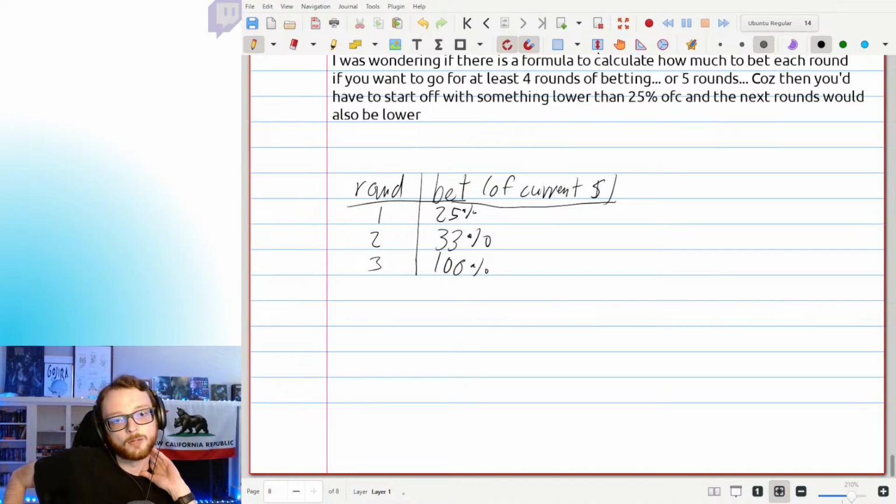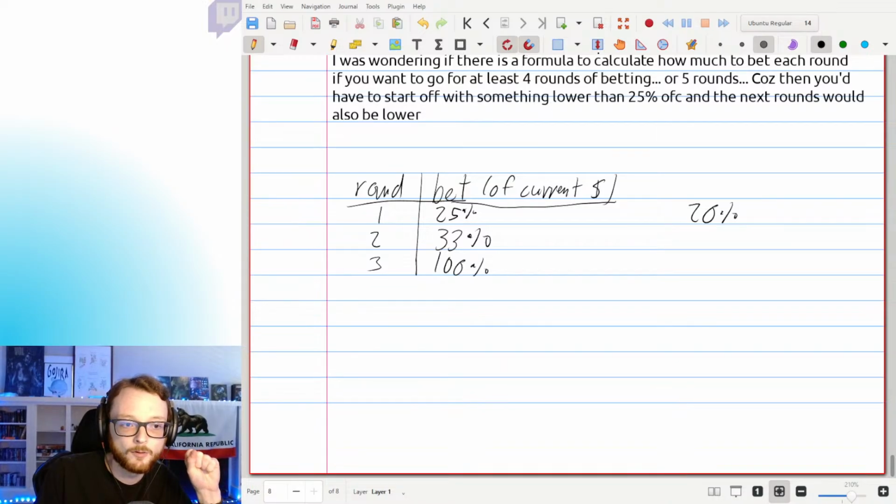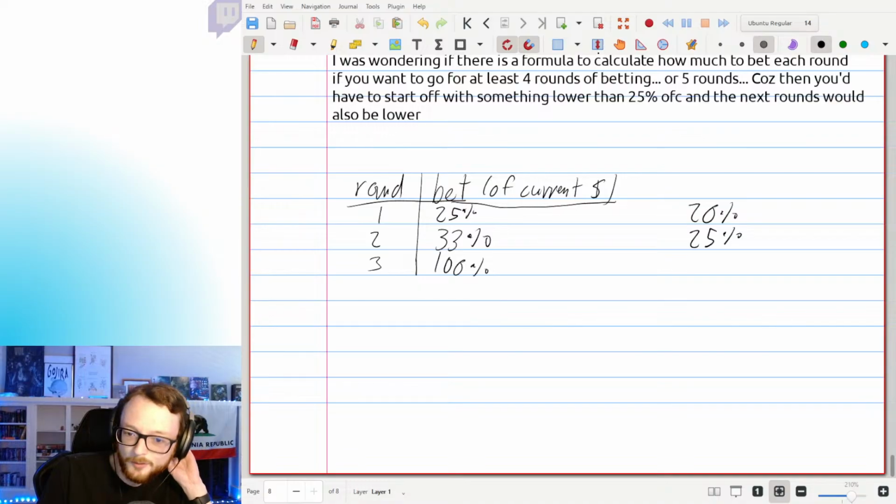rather than number of rounds, if you start off with a 20% bet, you now have 80%, and you'd have to bet a quarter to get back to 100. And then if you lose that, you'd be at 60 and need to bet 40.